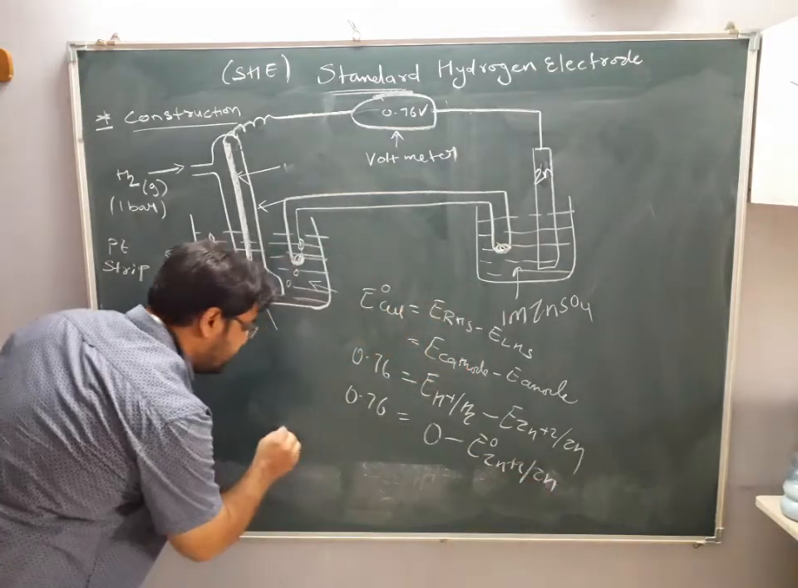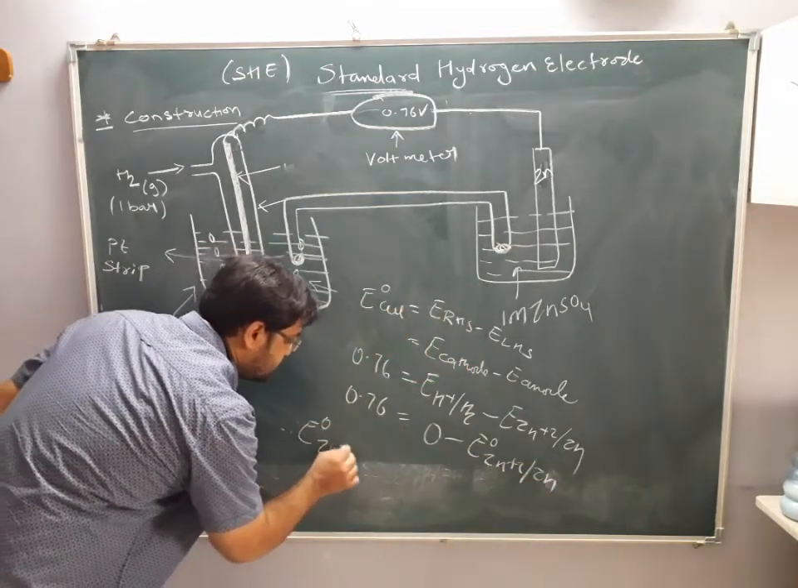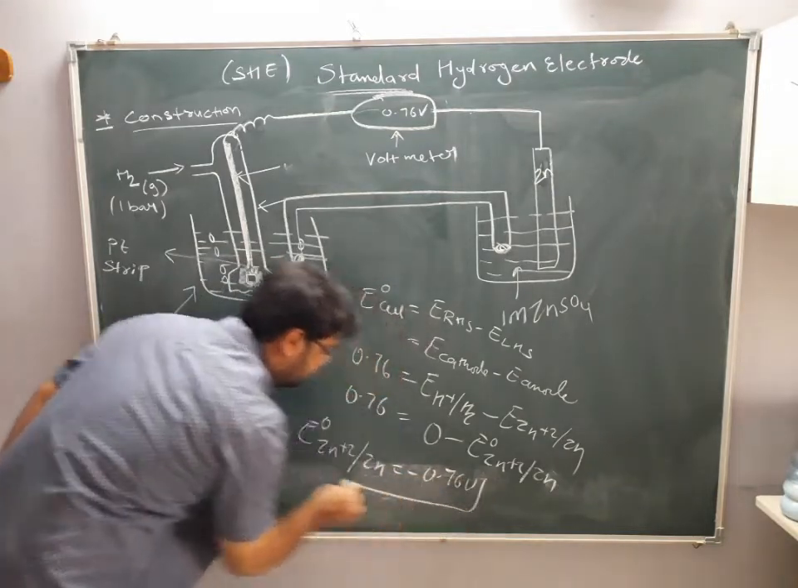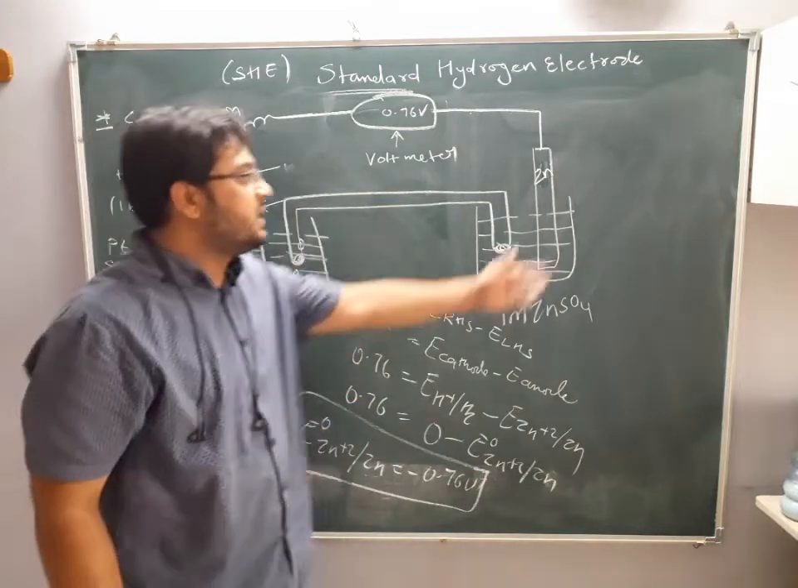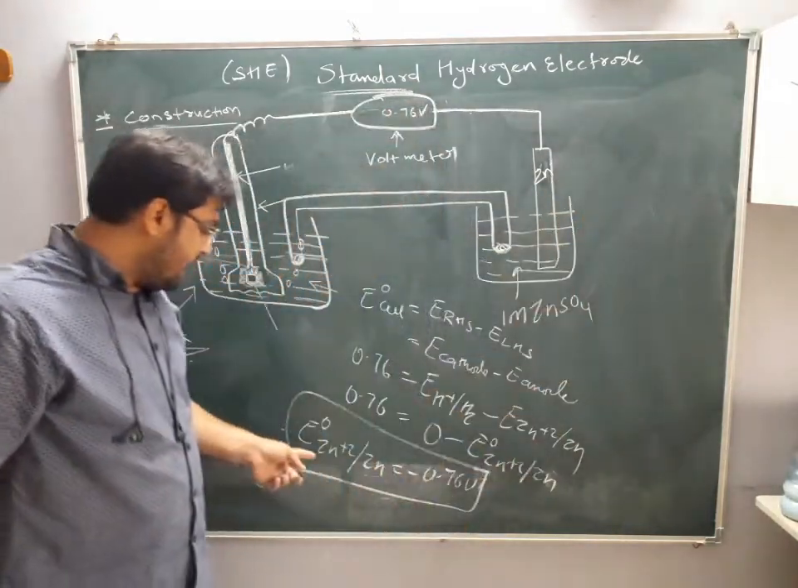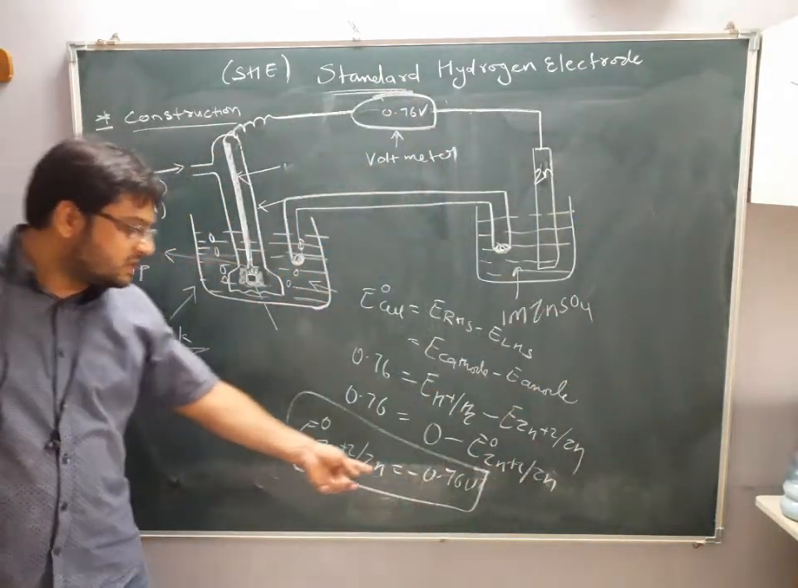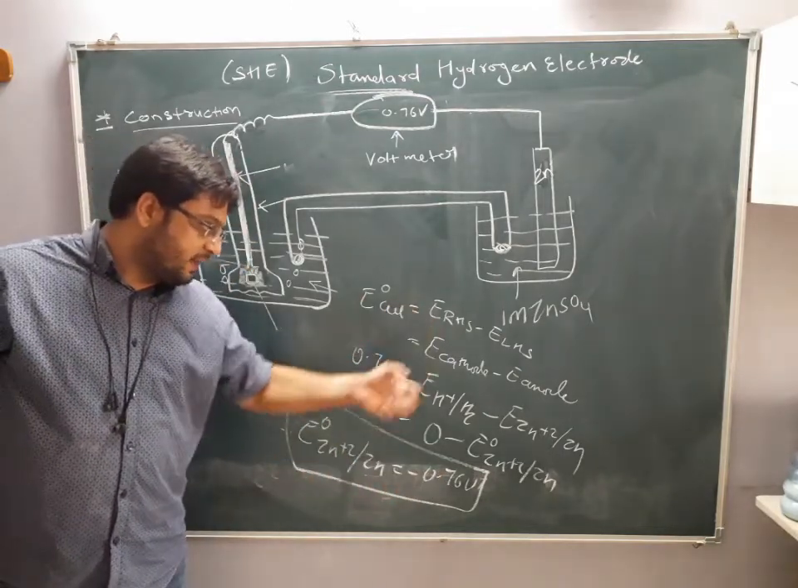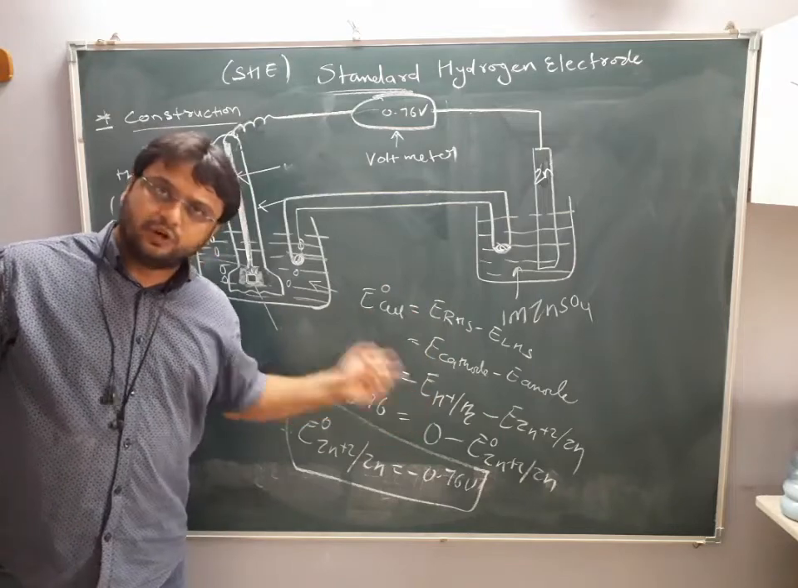So what did I get for the value of E0 Zn plus 2 slash Zn? I got minus 0.76 volt, which is given at page number 76 in your book. So the reduction potential value of zinc is how much? Minus 0.76. How did I get it? I have accepted this value as 0.